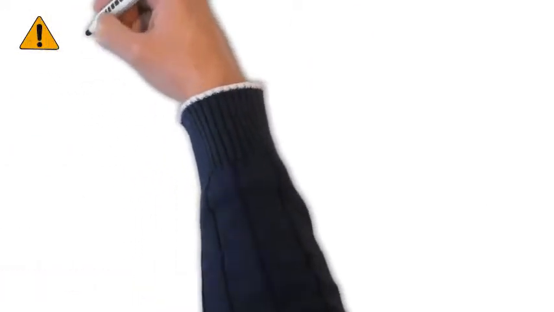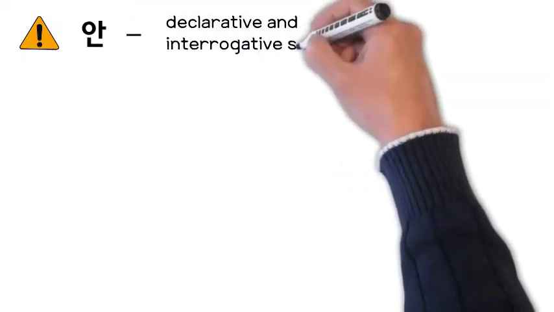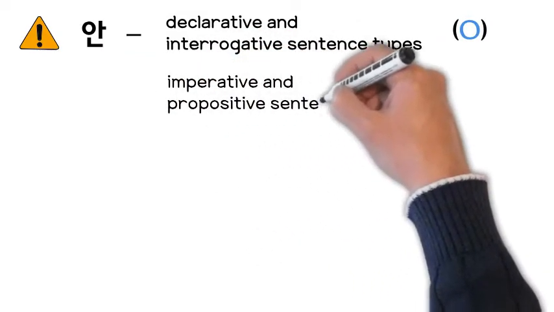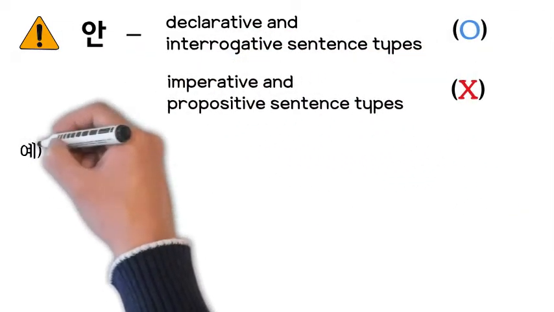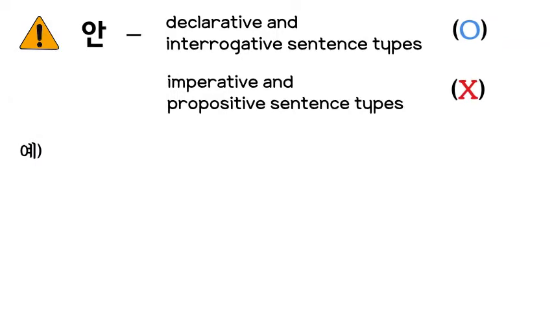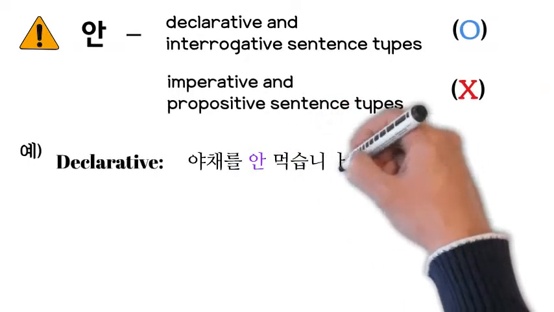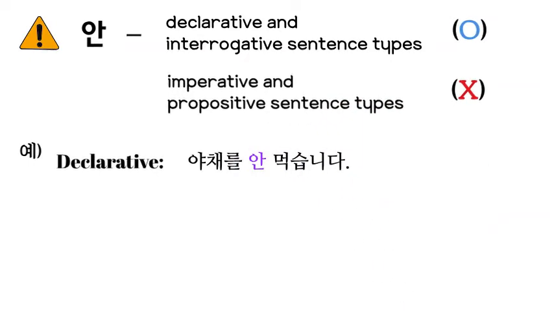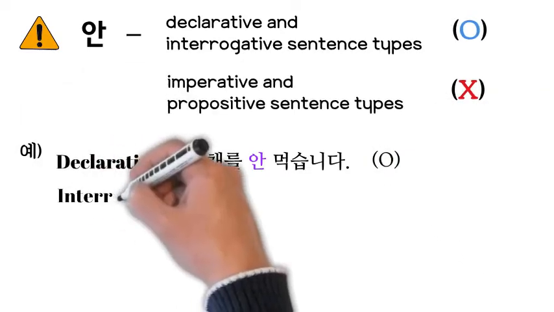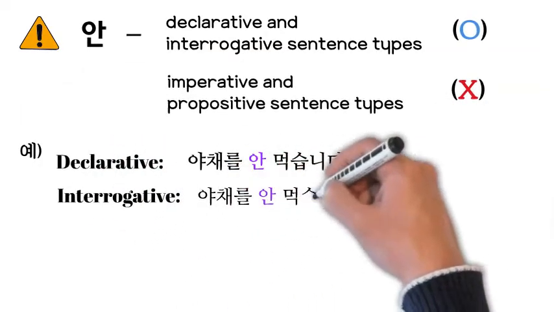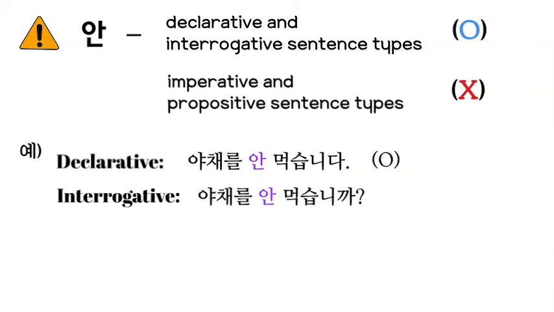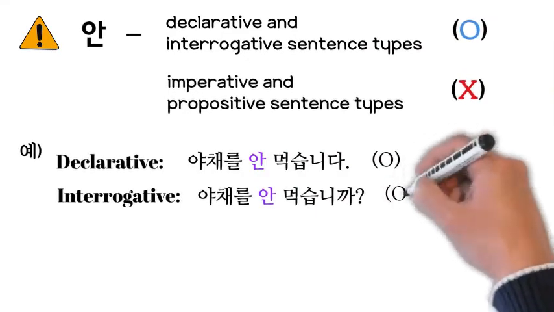Notice that the short form negation is used for declarative and interrogative sentence types, but not for imperative and propositive sentence types. For instance, consider the following for different sentence types. Declarative, 야채를 안 먹습니다. I do not eat vegetables. The sentence is correct. Interrogative, 야채를 안 먹습니까? Don't you eat vegetables? This one is correct too.